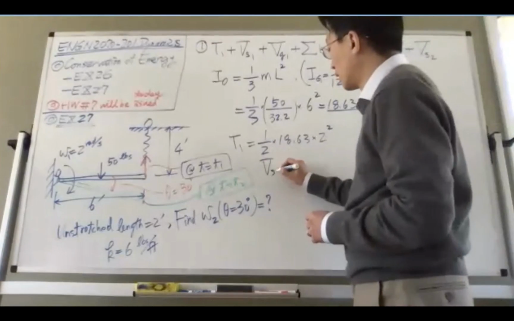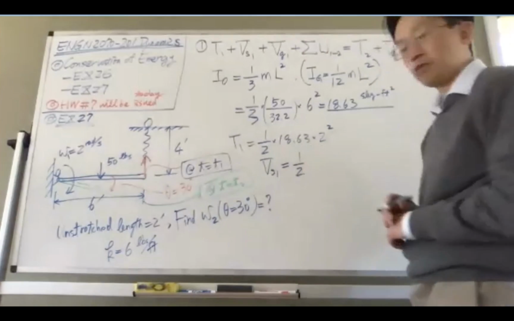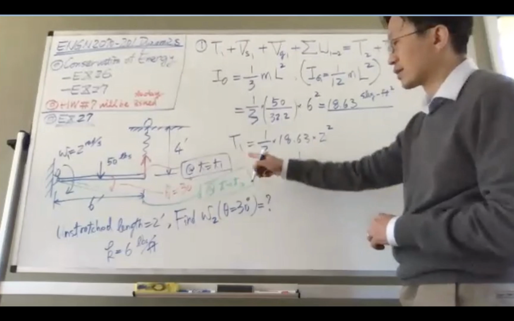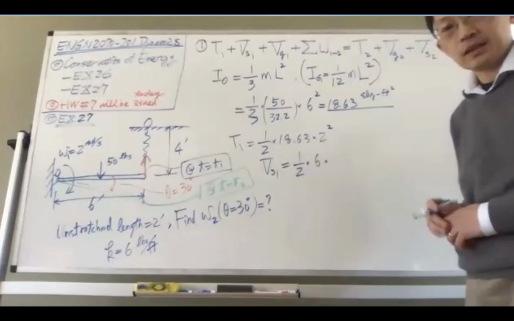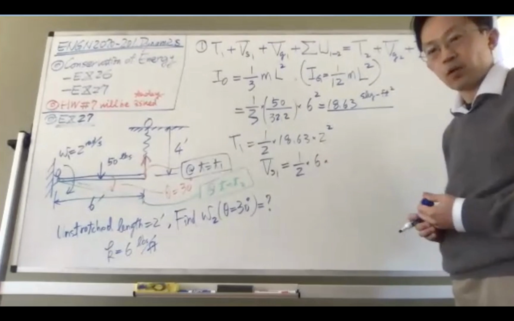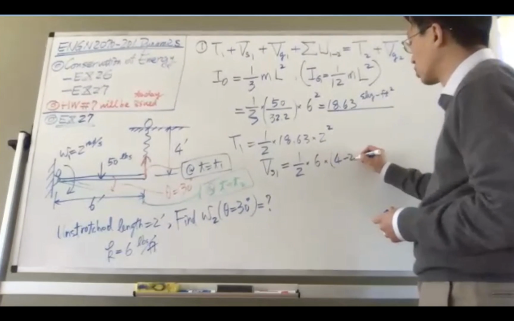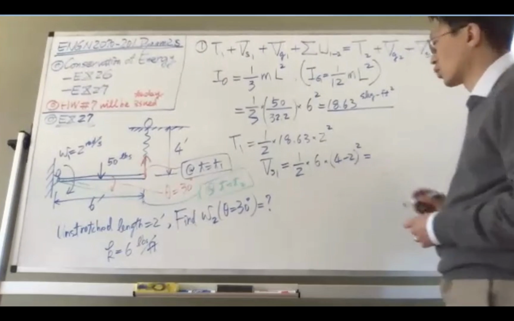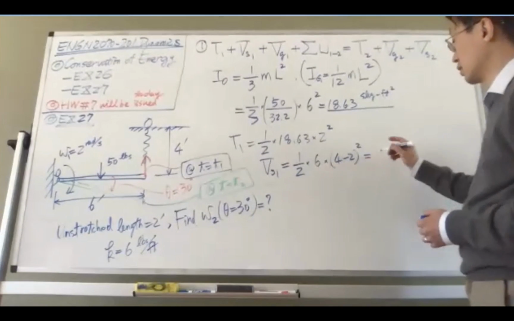What is Vs1? Vs1 is 1/2 of the spring constant. The spring constant is 6 times the distance squared, or the elongation squared. The elongation is not 4, but it's 4 minus 2 squared. And this one is easy. So it's just 6 times 2, that's 12.